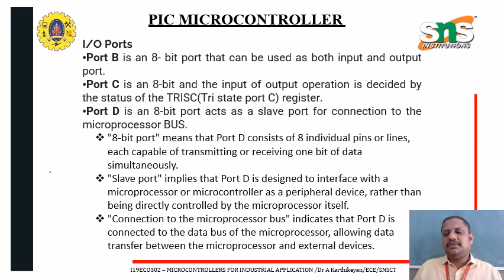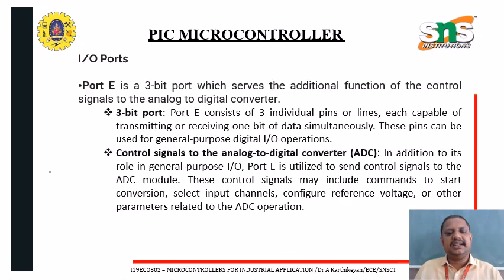Among port A, port B, port C, and port D, port A contains the 16-bit port, and the remaining B, C, D contain 8 bits. Port E contains 3-bit registers. This 3-bit port has individual pins and lines able to transmit and receive information simultaneously. It's full duplex, so we can receive or send information simultaneously.